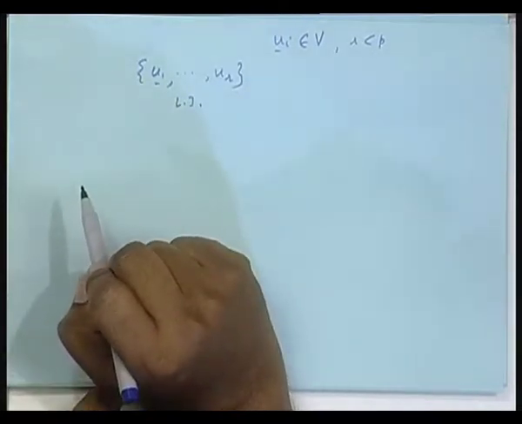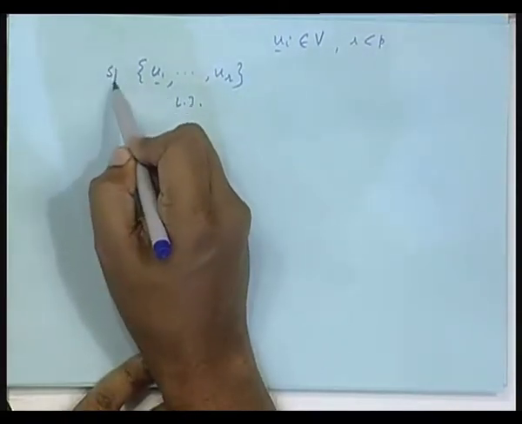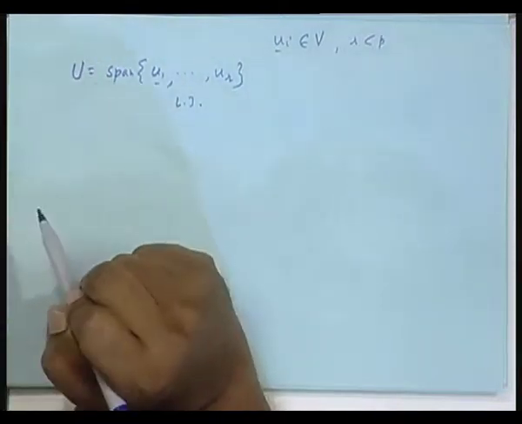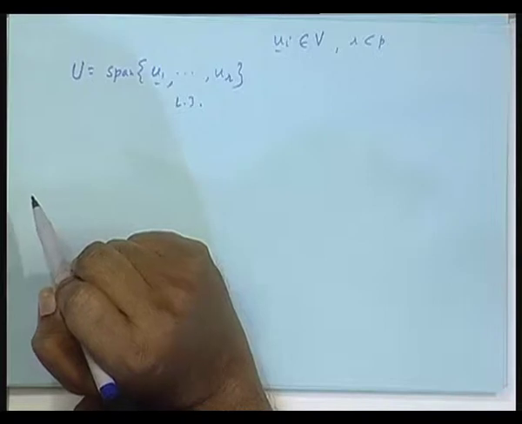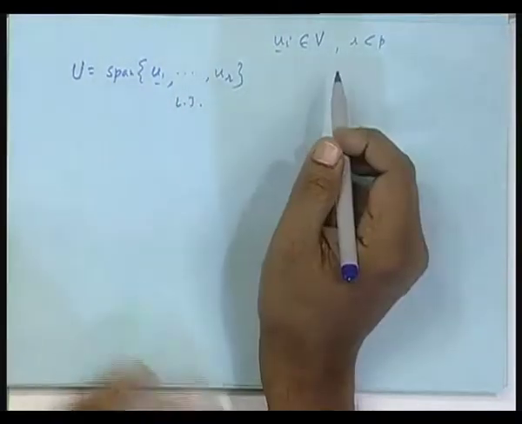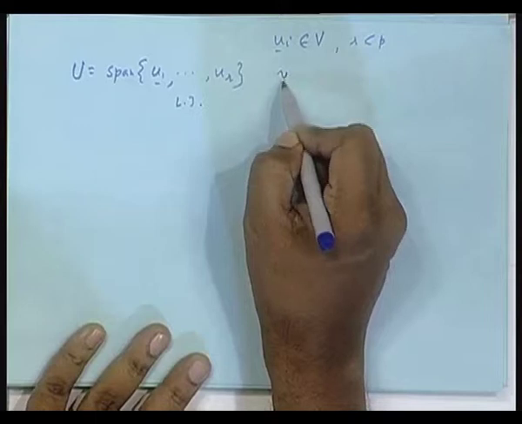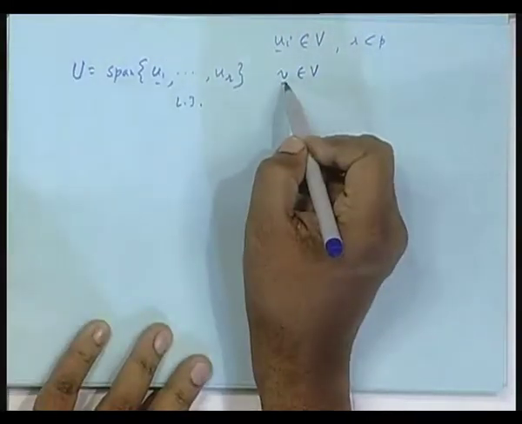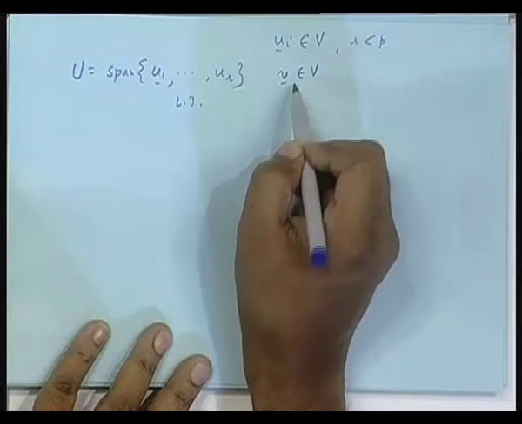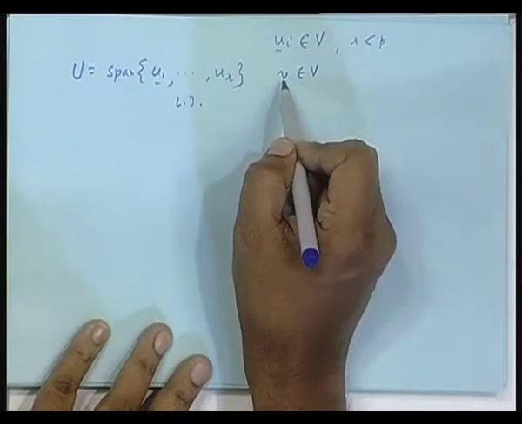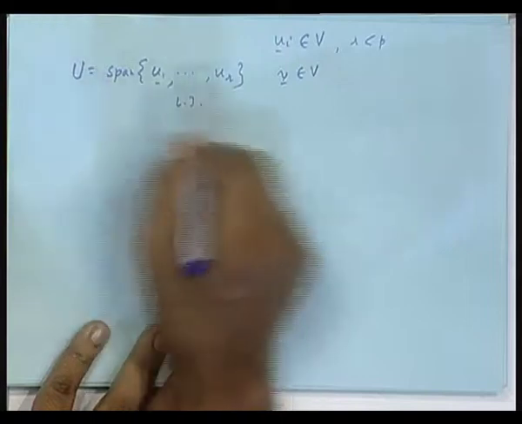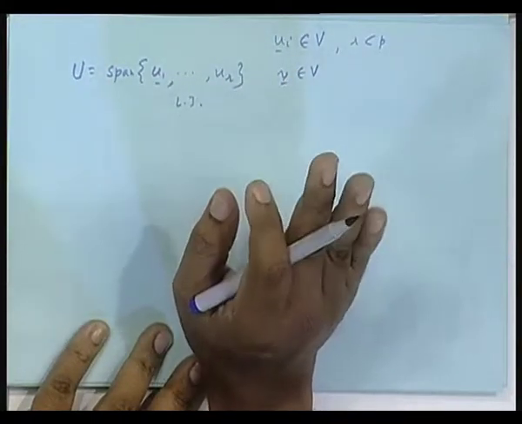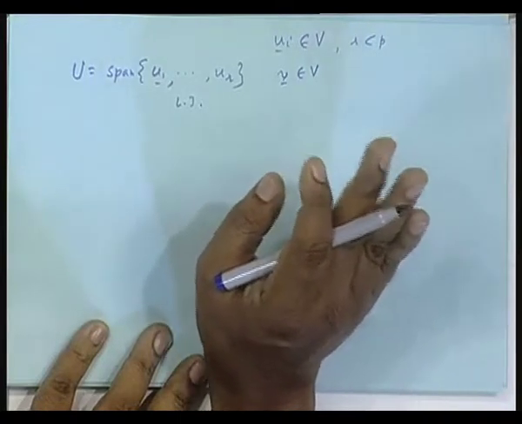Fine. I consider the span of this, and that I call subspace U. Consider another vector, just one vector v, element of V. For the time being, you can assume, to make life simple, v is not in U, that is outside U, but inside V. Otherwise, things become trivial actually. What I am going to prove or show becomes trivial.